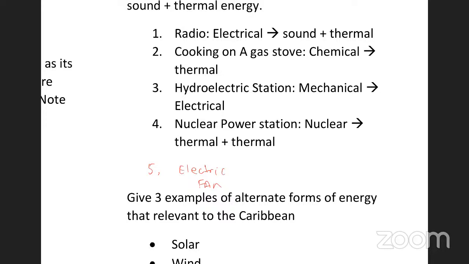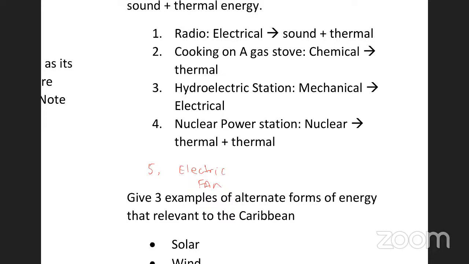All right, so what do we have there? Electric fan. What are the forms of energy? So first thing, what is the source of the energy? The electric part. Electrical energy. And the electrical energy is being converted into what?